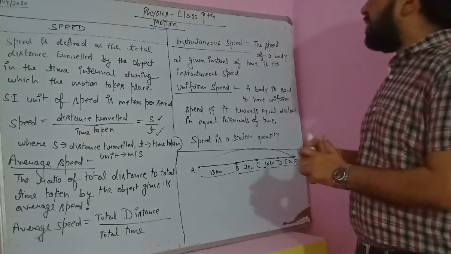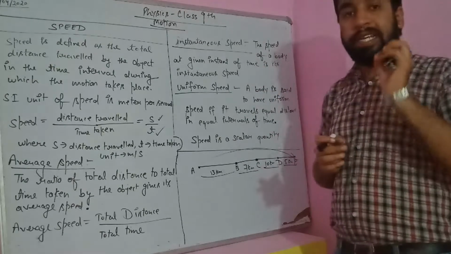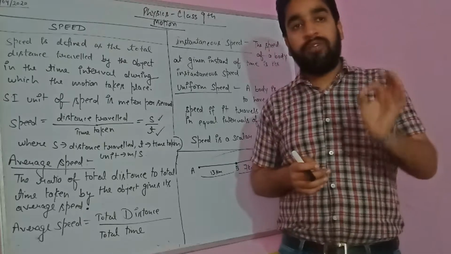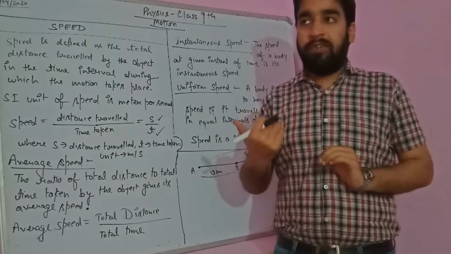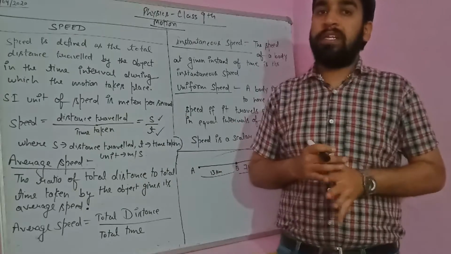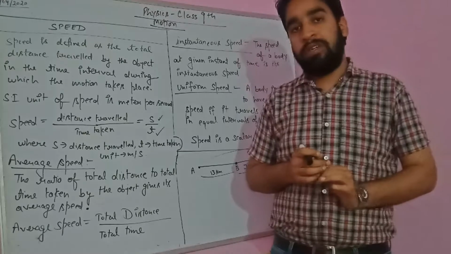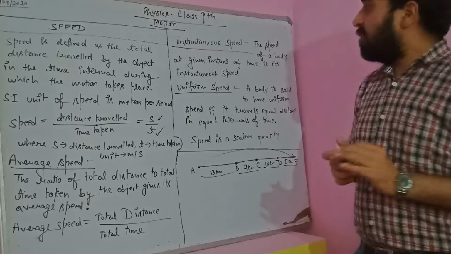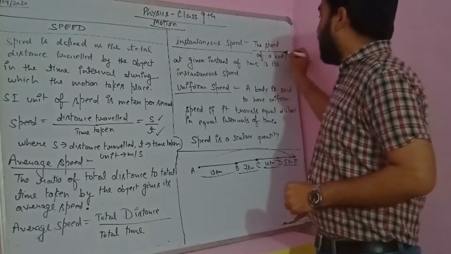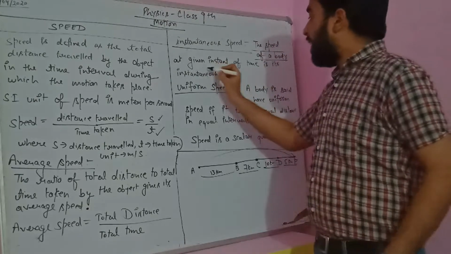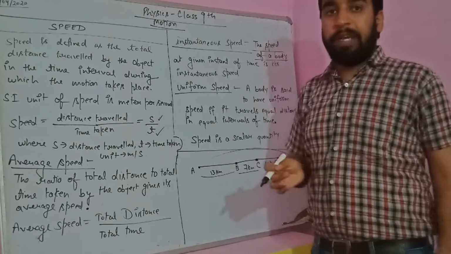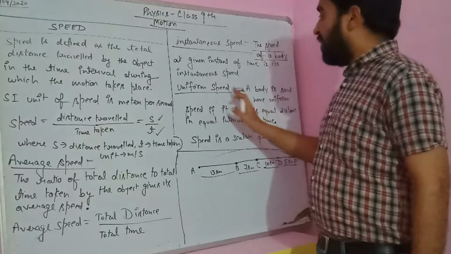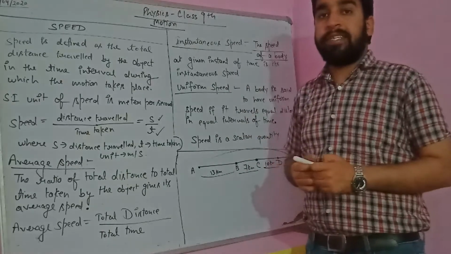Now, what is instantaneous speed? The word tells that we are calculating something at a very particular time. For example, one train is moving and I ask you what the speed of the train was at 9:13 a.m. There should be a definite speed of the train. That is known as instantaneous speed, the speed of a body at a given instant of time. We are very particular about the time, and at that particular time we should have the speed.